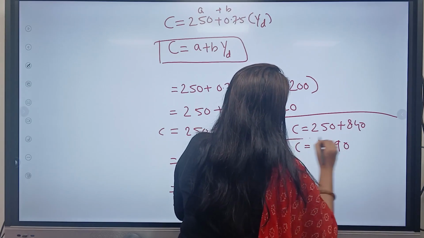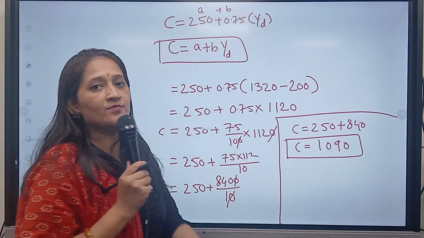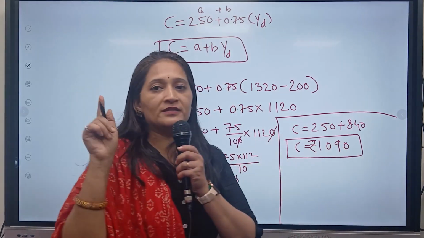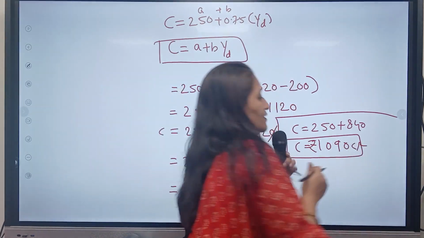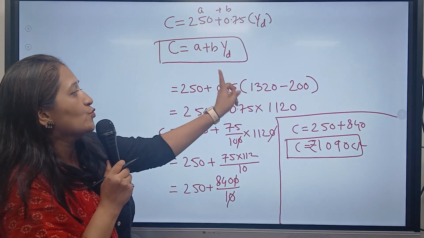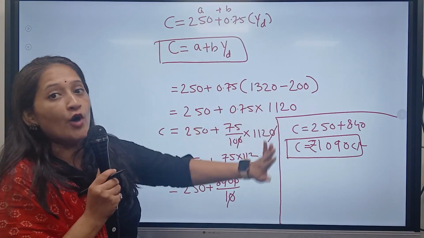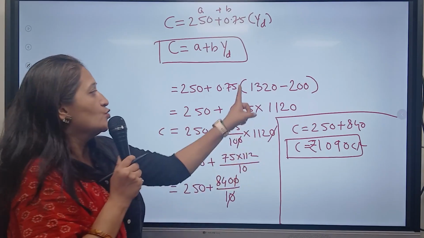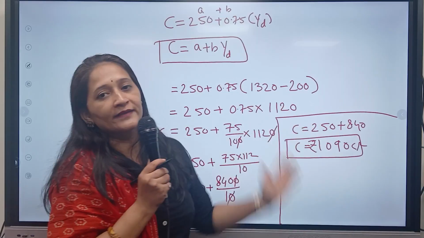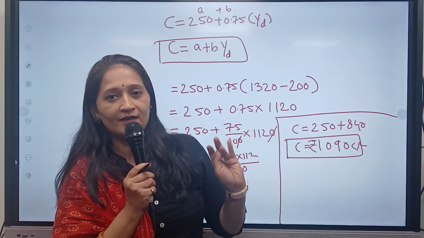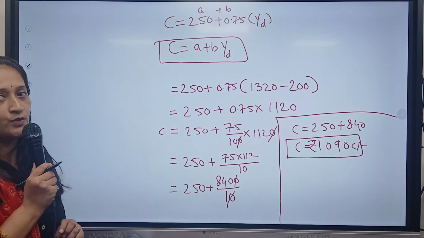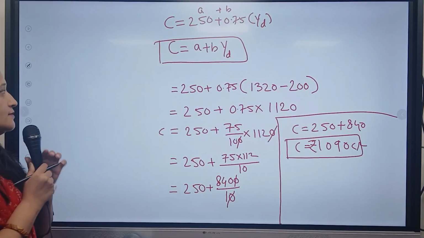So students, we got equilibrium consumption of rupees 1090 crores when the gross income of the country is 1,320, or when the disposable income of the country is 1,120 crores, consumption is 1,090 crores. Clear? Please note it down or take a screenshot of this so that we can proceed with the calculation of S, that is savings.